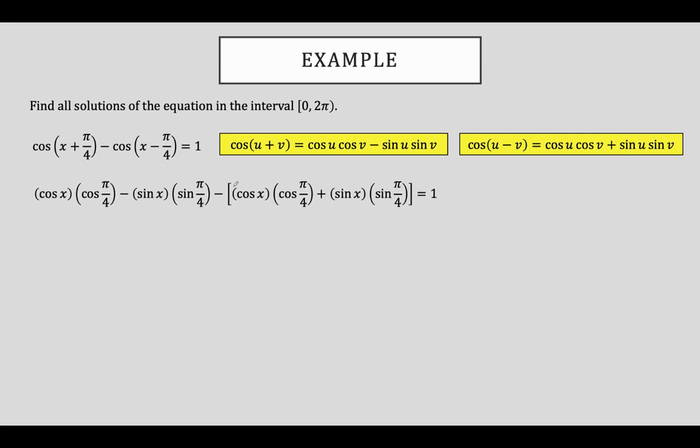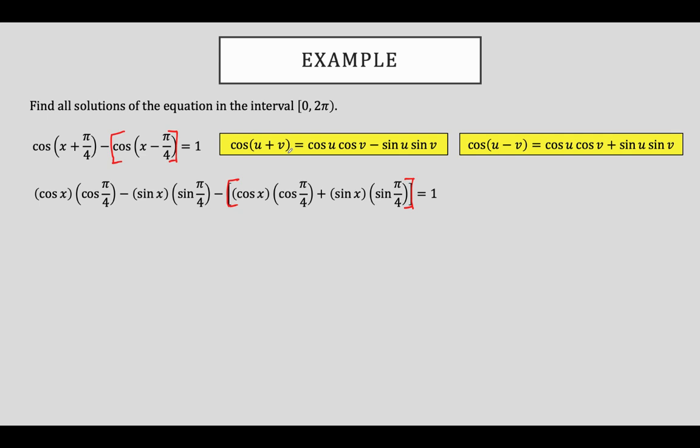minus, and notice I've put this entire quantity in big brackets because it's very important to pay particular attention to distributing negatives. We are subtracting this entire quantity. So this entire quantity here in the numerator correlates to this entire quantity that I put in the brackets, minus the cosine x cosine pi over 4 plus sine x sine pi over 4. All right, that's using our sum and difference formulas for sine and cosine.